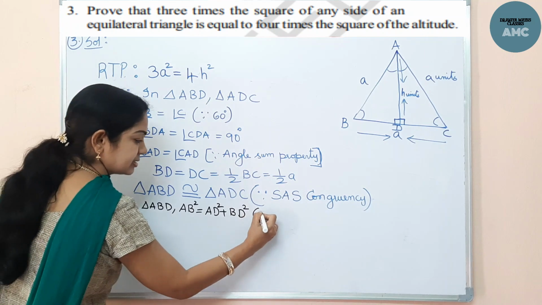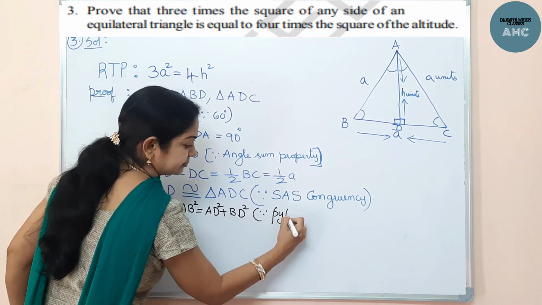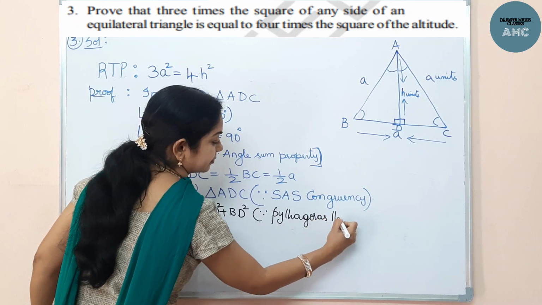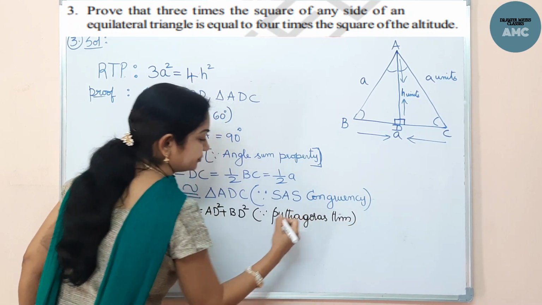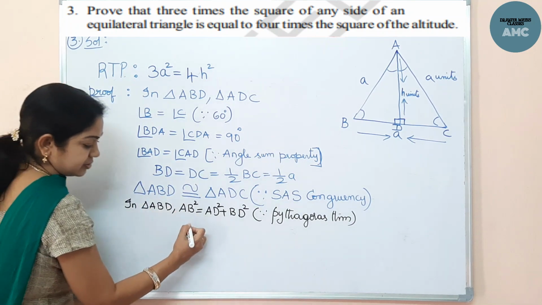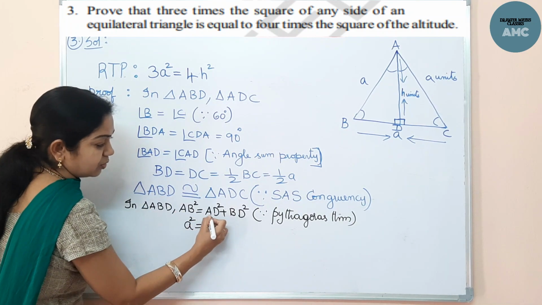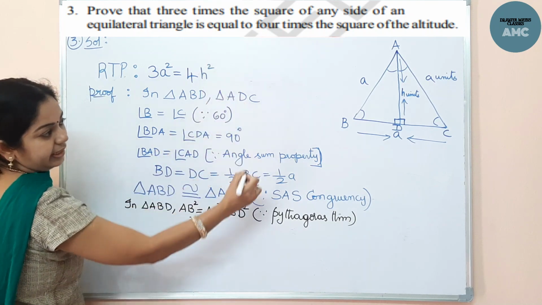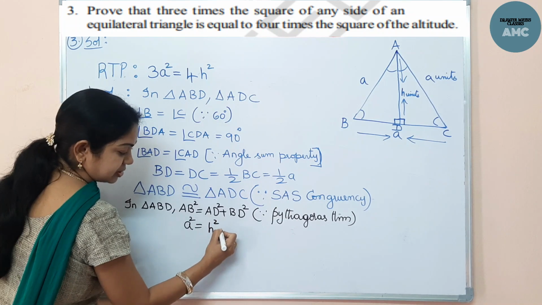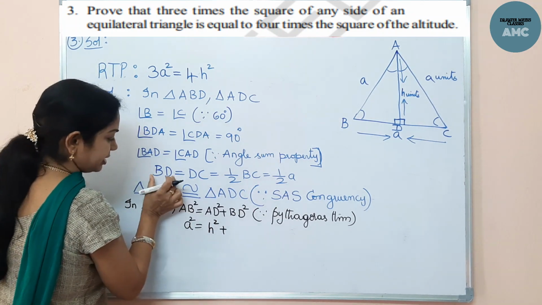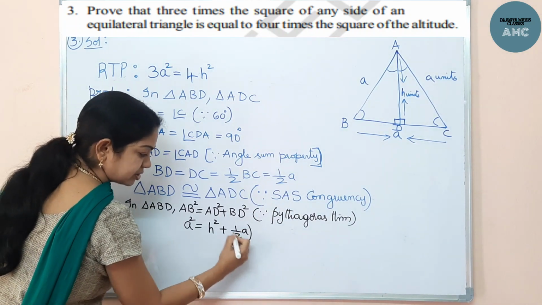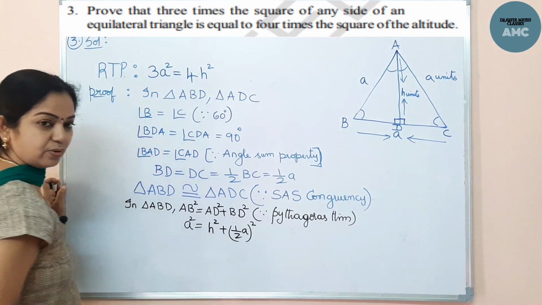Since Pythagoras theorem, now I'll apply what is my AB. AB is A. So A square is equal to what is AD here? AD square is H square. AD is H, isn't it? Now BD, we got it as half A. So that half A whole square. Now I've substituted all the values.